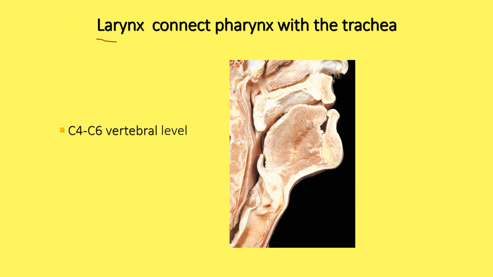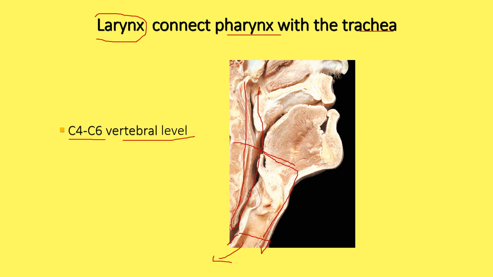Now we're going to talk about the larynx, which connects the pharynx and the trachea. This is your pharyngeal area, and this is your trachea. This is your larynx. The larynx is located from the C4 to C6 vertebral level.